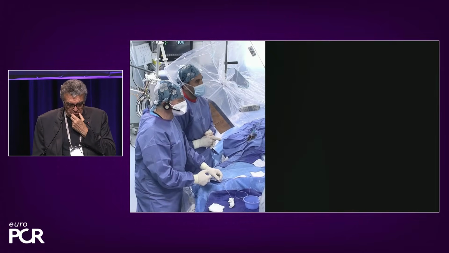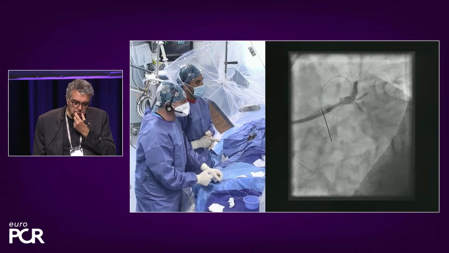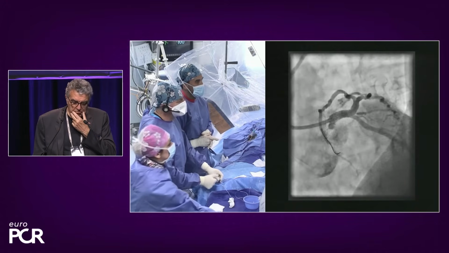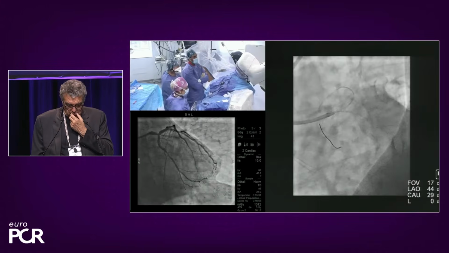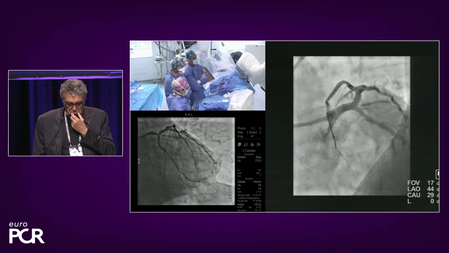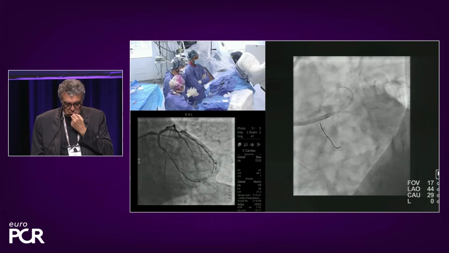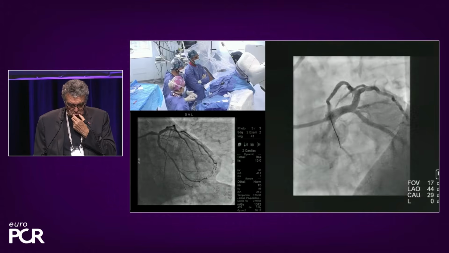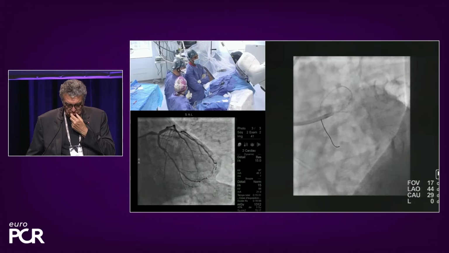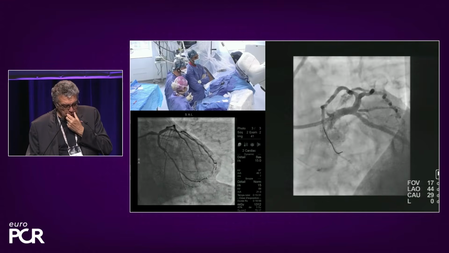So this is the control in the spider view. Okay. No, for me it's good. Yeah, for me also in the circumflex. No major dissection. And quite nice angiographic results, less than 50% and less than 30% residual stenosis. Yeah. I would say I will be very happy.